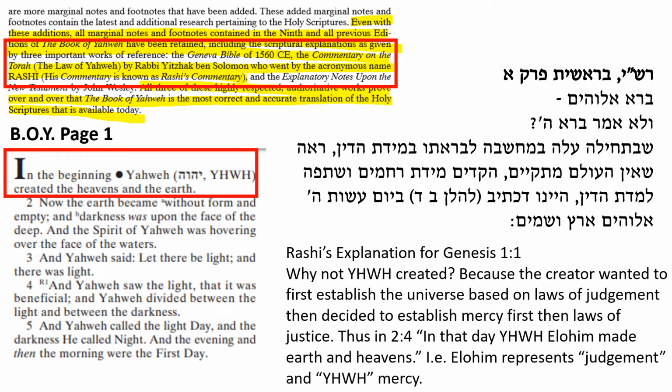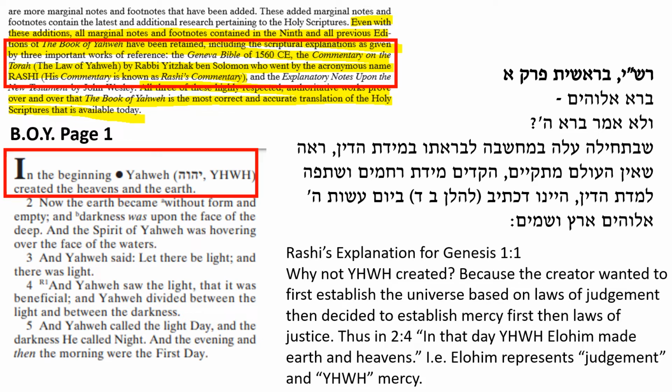So essentially what Rashi is explaining here is that he's asking the question, why does it say Elohim versus Yod He Wah He? And he says that it is there for a purpose. Because the basic issue is that the Creator wanted to first establish the universe based on laws of judgment, and then decided to have mercy, so that the name Yod He Wah He is considered to be that of mercy, where the term Elohim represents judgment. So essentially what you have is mercy before judgment.